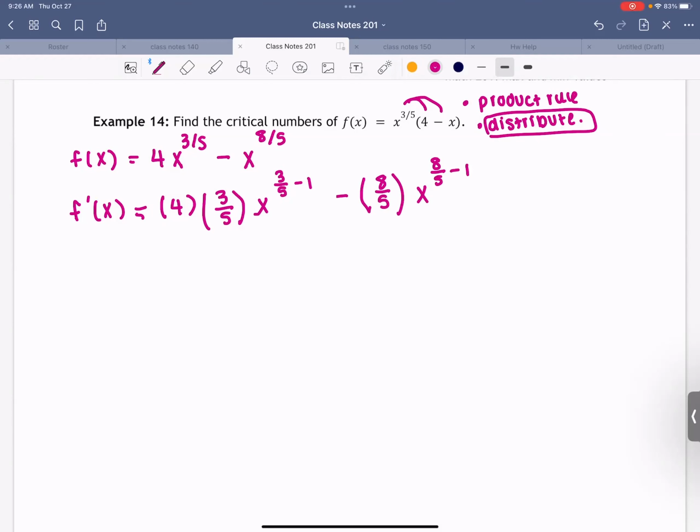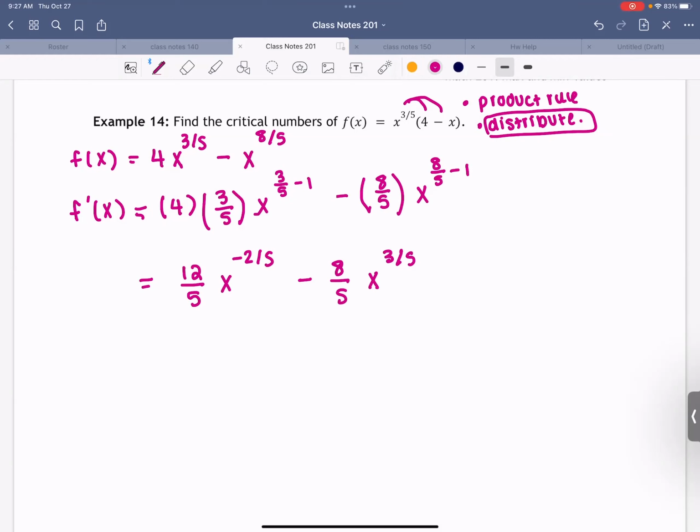Okay, does everyone see how I got here? Good. Cleaning this up, we got 12 over 5, we've got x to the 3/5 minus 1 is -2/5. Okay, and then we have 8/5 x to the 3/5, I think. Okay, so this is my derivative. Now it looks a little funky. Let's try to make it into a fraction.